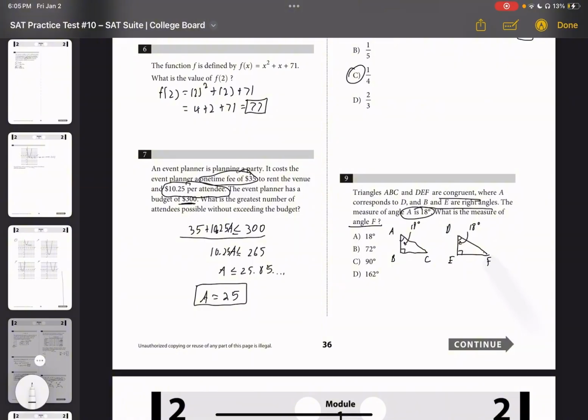So we can solve for F by doing 180 is equal to 18 plus 90 plus, let's say this angle is X. So when solving for X, we're going to get 180, move this all to one side, which is going to be 108. So 72 is going to be equal to X. So that is your angle for F.